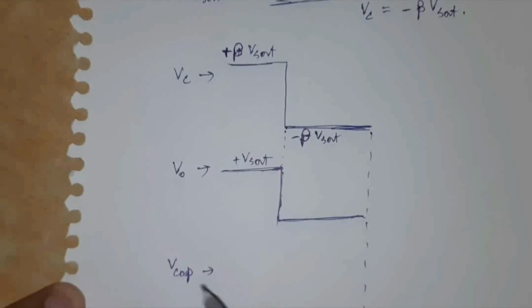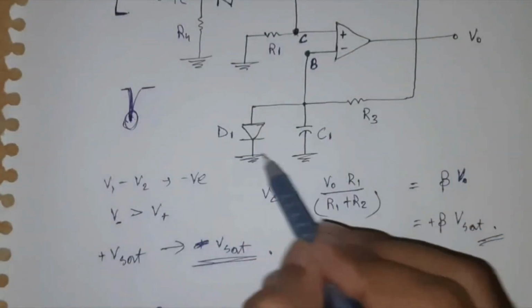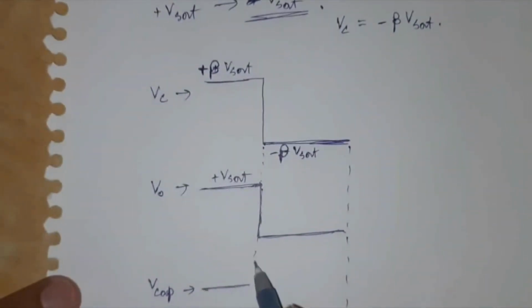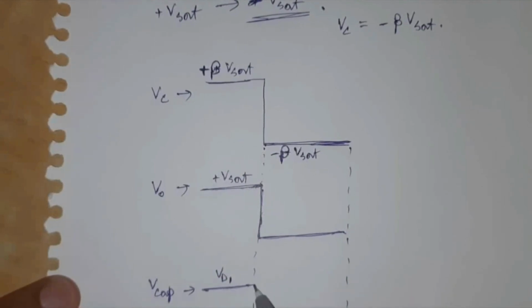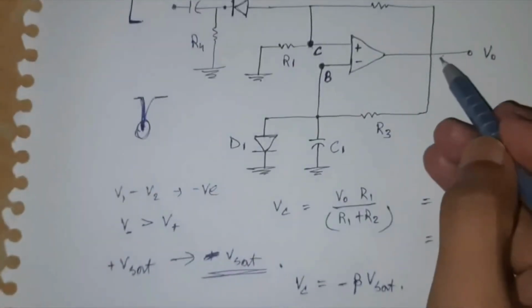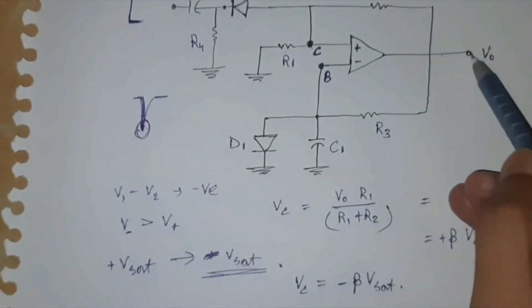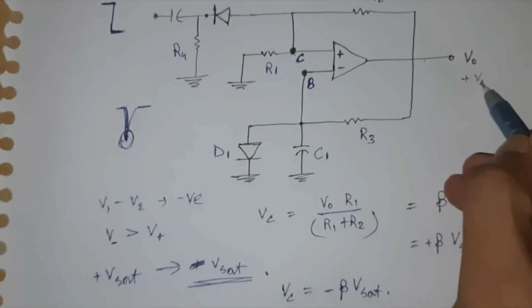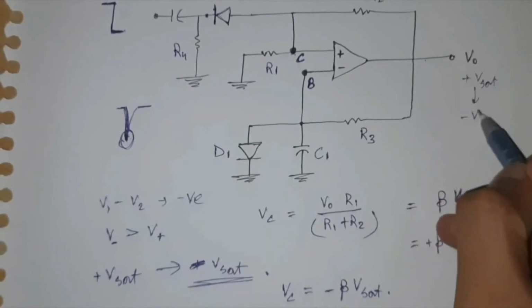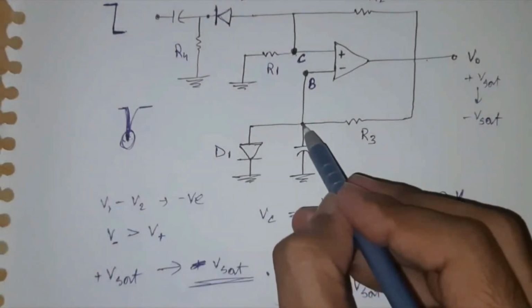Let us denote the voltage across the capacitor by V cap. Earlier a diode D1 was attached in parallel with this capacitor C1, so initially it will be at a voltage VD1. When the negative spike came and this V out goes from plus V sat to minus V sat, this minus V sat voltage will try to pull it down from VD1.